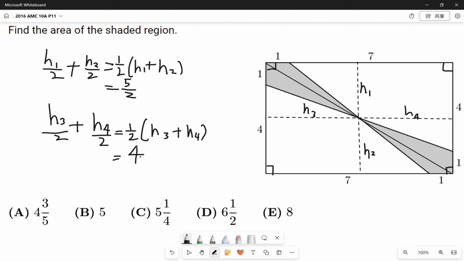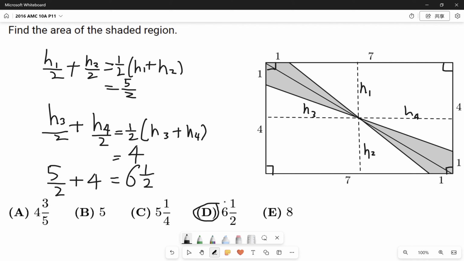So where's our answer? The answer is just the sum of these two areas, because the sum of this one is the area of two of the four triangles. This is 2 of the 4 triangles. So this is the other two of the four triangles. So we have 5 over 2 plus 4, which is equal to 6 and 1/2. So that's our answer, and our answer is D.